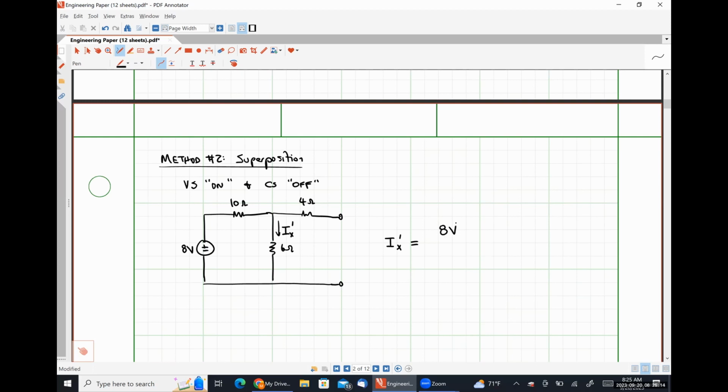Absolutely right. So 8 volts divided by 10 ohms plus 6 ohms. So 8 over 16 seems to me like it's going to be half an amp.